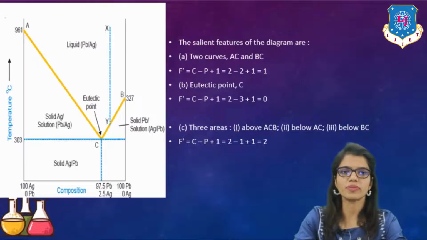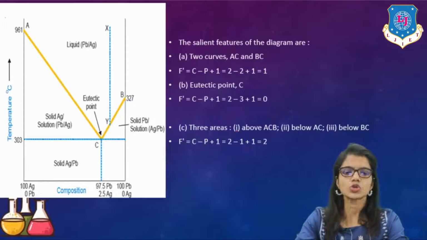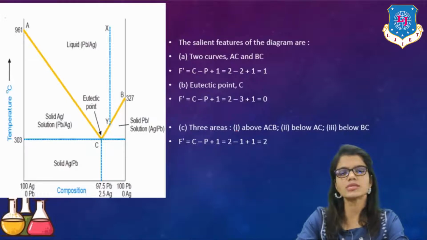We get the solution of Pb and Ag as well along with it. After that, it converts itself into liquid, right? So here we get f dash is equal to c minus p plus 1. So 2 minus 1 plus 1 is equal to 2. So the value of f dash becomes 2 here, right?